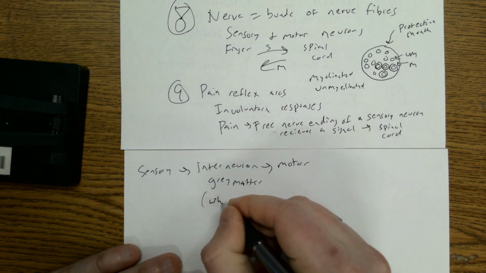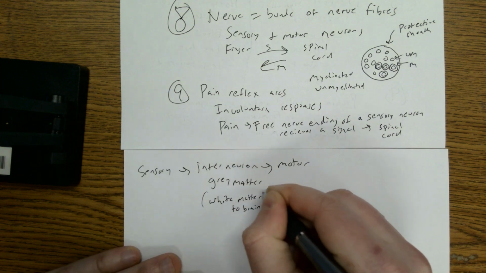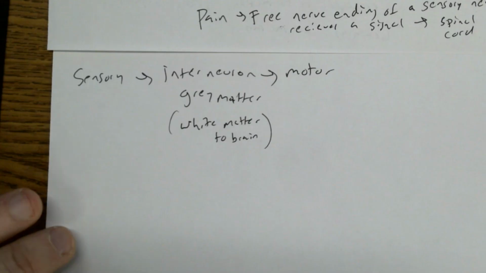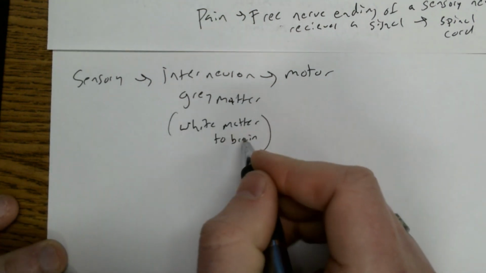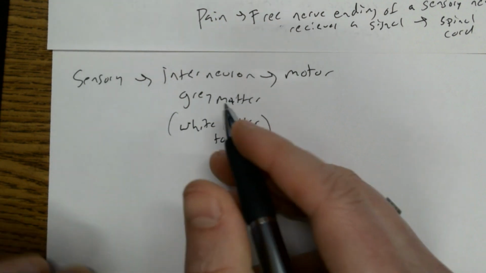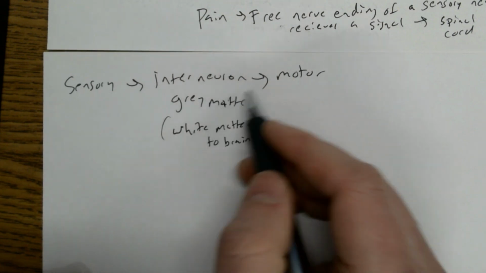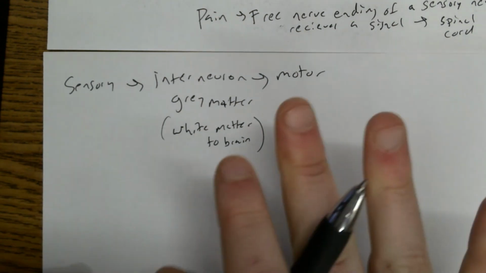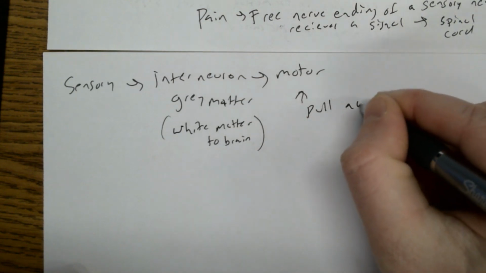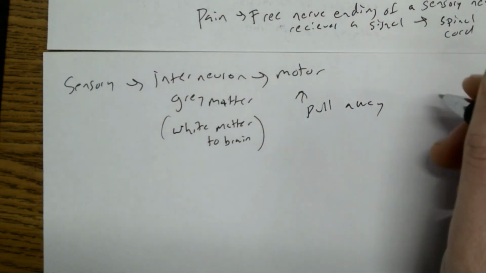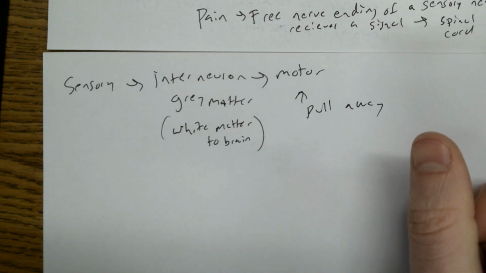There is white matter, and the white matter sends signals to the brain. Okay, so the gray matter is part of the loop. The white matter sends signals to the brain. And so what you've got going on here is sensory sends a signal to the interneuron, the gray matter sends it to the motor neuron, reflex loop, done. And it's going to make the thing happen. And so it's going to be like pull away, run, whatever it is. And so it's boom, done. And so that is our pain reflex arc.